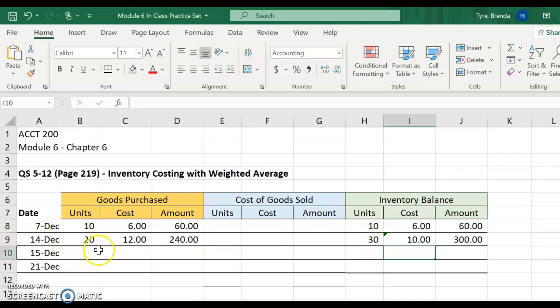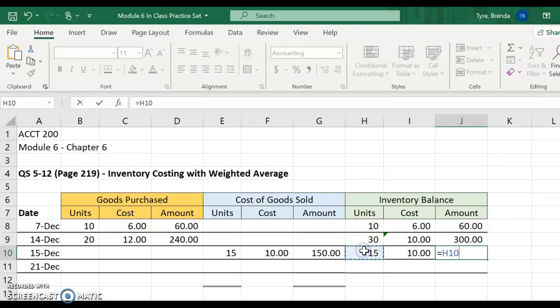On December 15th, I sell 15 units. So I'm just going to sell them at that cost that I came up with before, the $10. So equals 15 times 10, $150. What do I have left? I have 15 units. Don't need to recalculate. It's the $10, so 15 times 10. The only time I recalculate is when I have a purchase.